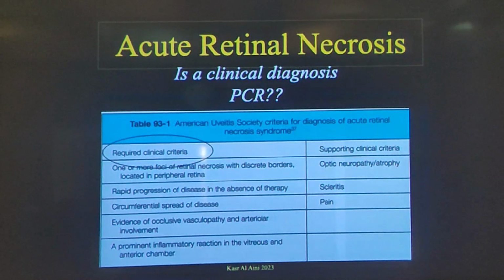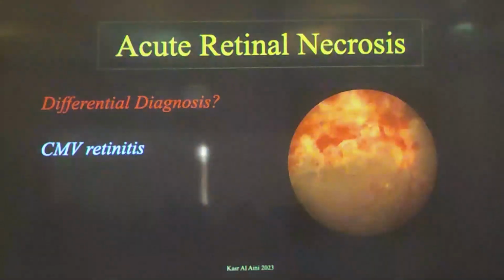So it is a clinical diagnosis, but the American Uveitis Society added some criteria. In addition to the clinical features, you can have either retinal necrosis with discrete borders. These are the clinical features and some supporting clinical criteria like optic neuropathy, scleritis, and pain. These can clinically assess your diagnosis.